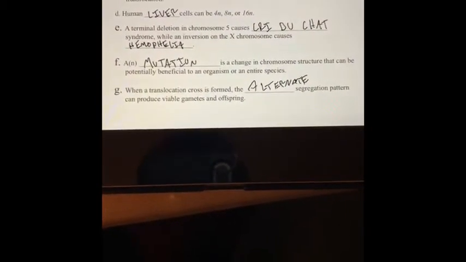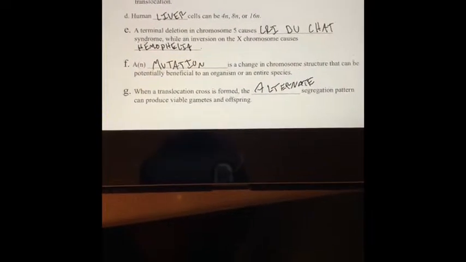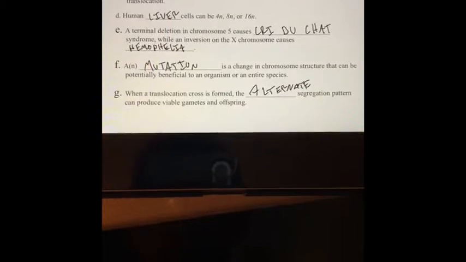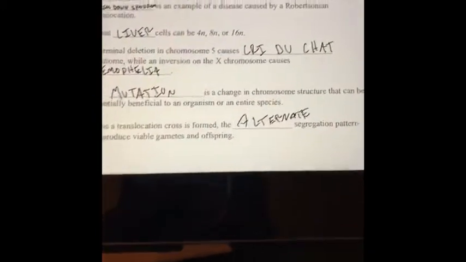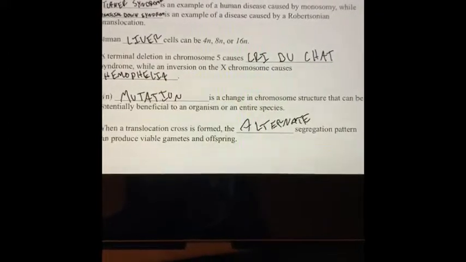Hey guys, here we've got the week 8 group problems. Question 2. A, non-disjunction in meiosis produces 50% aneuploid gametes, whereas non-disjunction in mitosis can produce a mosaic phenotype. B, meiosis in an individual who has suffered from a paracentric inversion produces a dicentric chromosome and an acentric chromosome.